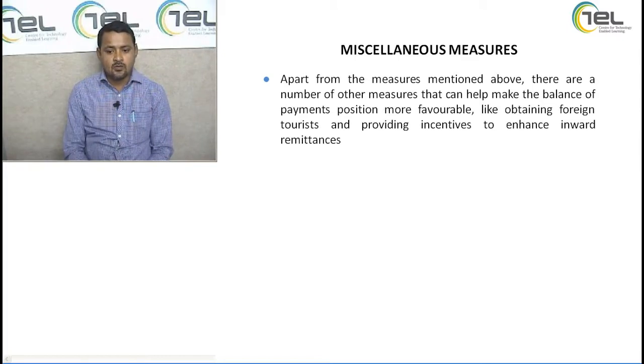Miscellaneous measures. Apart from the measures mentioned above, there are a number of other measures that can help make the balance of payment disequilibrium a more favorable position, like attracting foreign tourists. For example, India is one of the largest, in fact the sixth largest, tourist destinations in the world. It receives around $30 billion from tourists every year. Issuance of tourist visas, creation of hotels and resorts, transportation facilities, railway facilities.